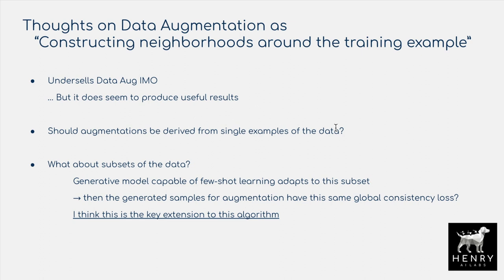I think we can use more about the data set that we have, because even though the challenge is learning from limited labeled data, it's not like we're learning from, say, 50 examples. We still usually have more than that. So this is just some final thoughts on this concept of thinking about data augmentation as constructing neighborhoods around the training example. And I hope from watching this video, that's kind of the key thing that you're thinking about with respect to what data augmentation is and how it's useful.